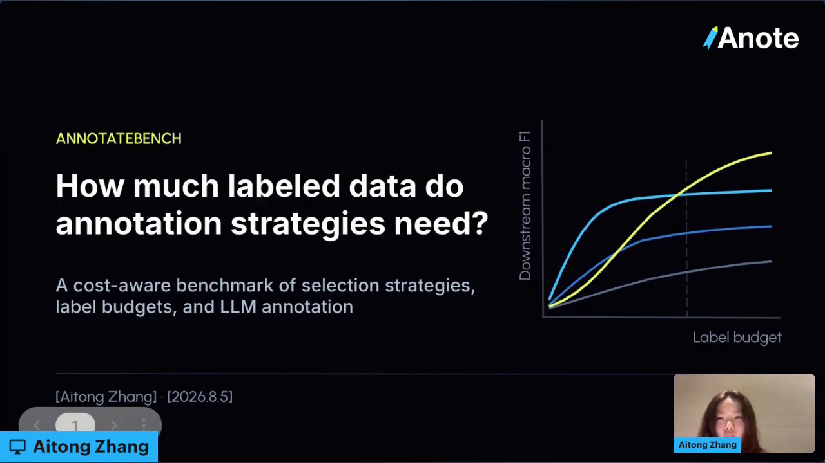Hello everyone. Today I'm going to present the Annotate bench, which is a benchmark built around a practical question: when label data is limited, how should we spend annotation budgets? In particular, which examples should we label, how many labels do we actually need, and when does further labeling stop being worthwhile?